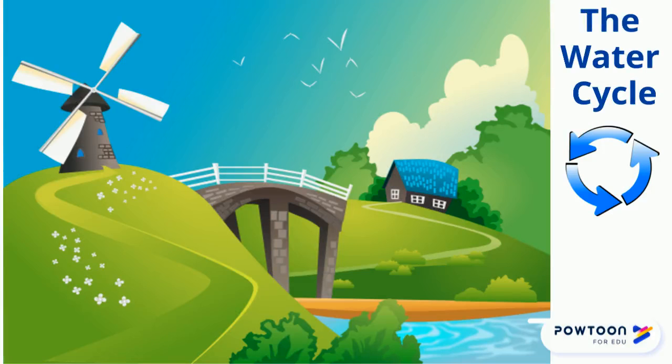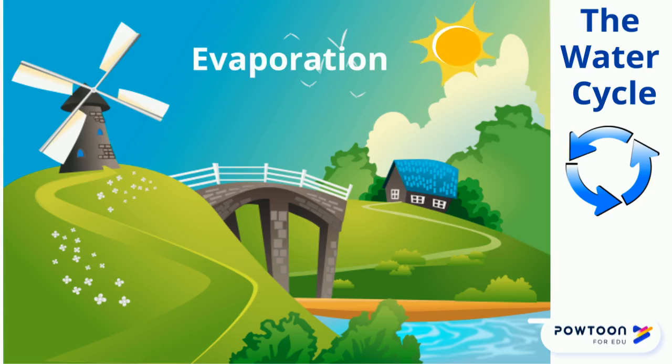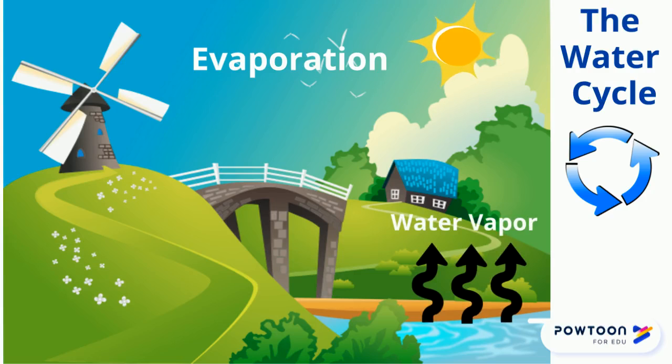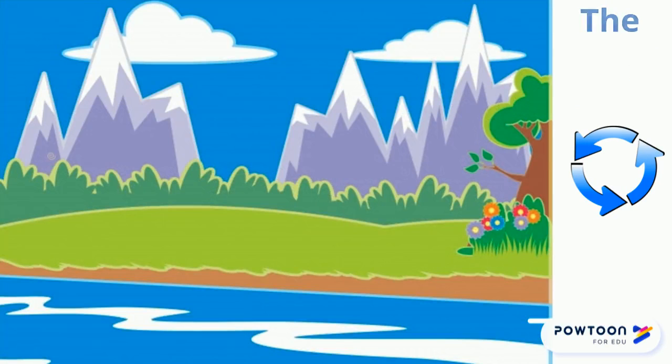Have you ever been outside after a rainstorm and noticed that a puddle of water has just vanished or disappeared? That's because of evaporation. Evaporation is the process where water heats up at the surface level and turns into water vapor or gas. Most waters like oceans, seas, lakes, and rivers are the main source of evaporation.